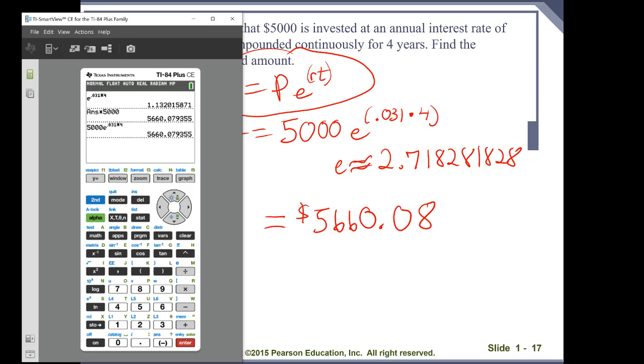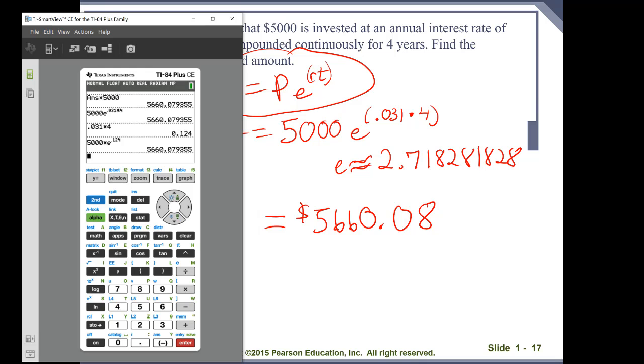Again, if you have a scientific calculator, your calculator might not be able to multiply in an exponent for you. And so in a case like that, I would multiply that out first. I would do first 0.031 times 4 and see that equals 0.124. And so if I had a scientific calculator, my work might look more like this. 5,000 times E to the 0.124. And I'm going to get the same answer.